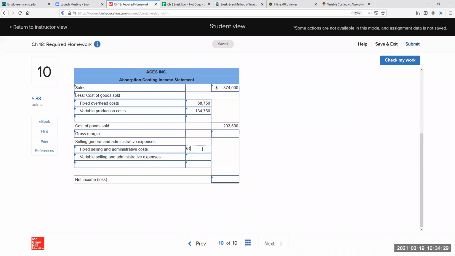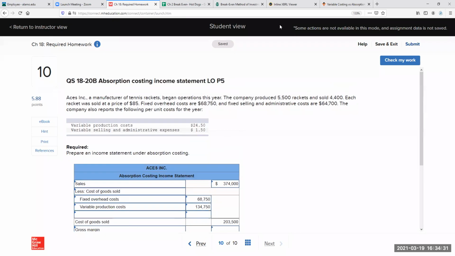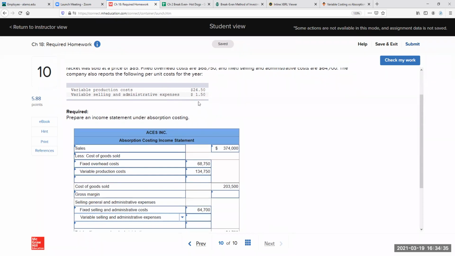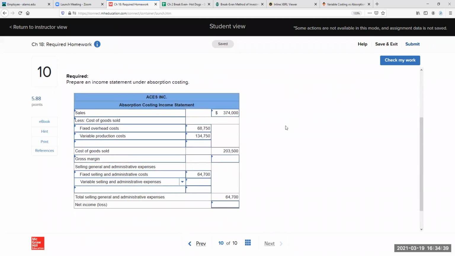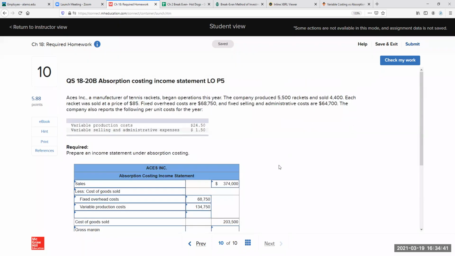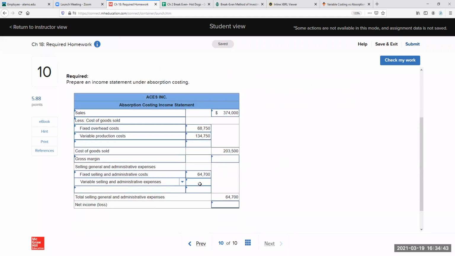Did I do it right? 64,700. And your fixed overhead, we have those. But here's your variable selling, so it's 4,400 times $1.50 each. That's 6,600. So let's see now if we did this right. 374, or if I did it right, not we.